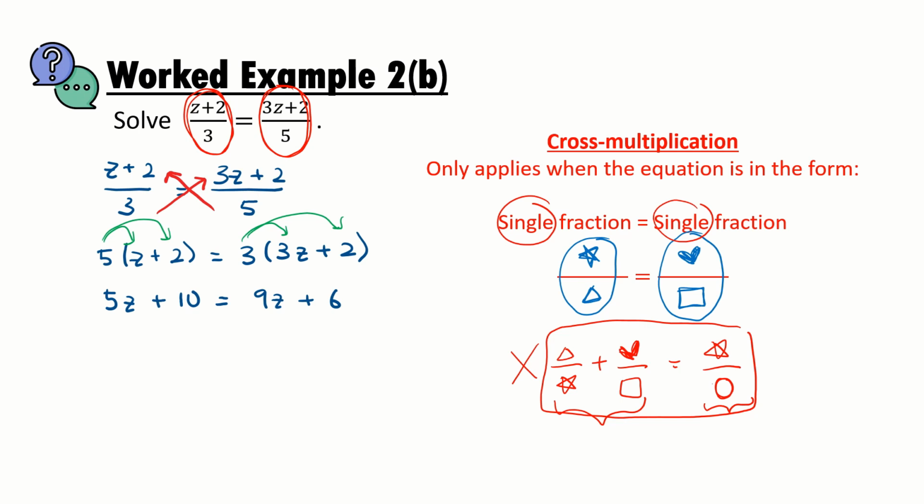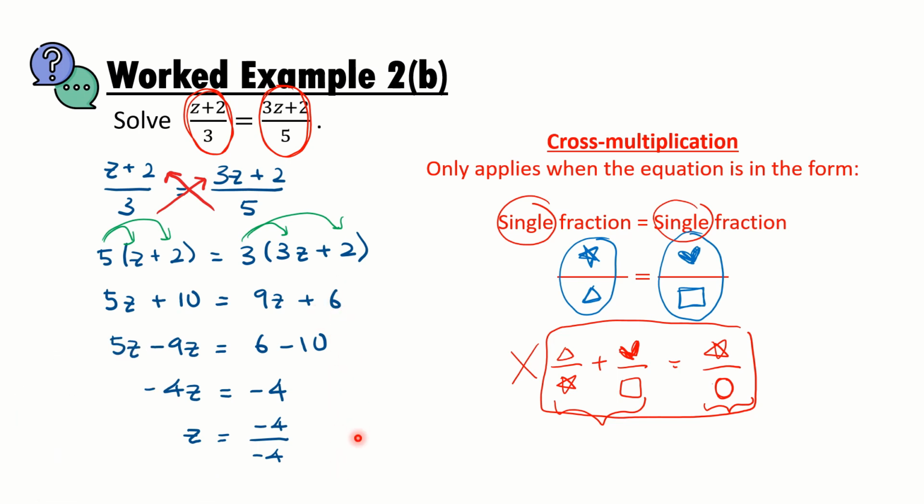Then I will shift my 9z over to the left and my plus 10 over to the right. So I'll have 5z minus 9z equals to 6 minus 10, and negative 4z equals to negative 4. And then finally z equals to negative 4 divided by negative 4. So my remaining steps are actually the same.